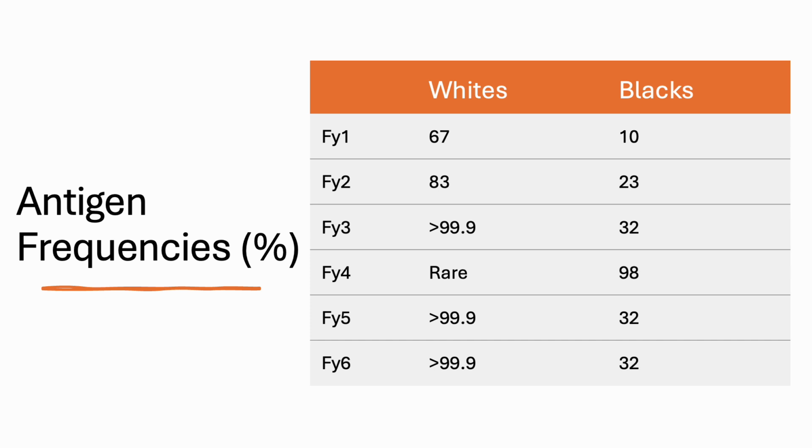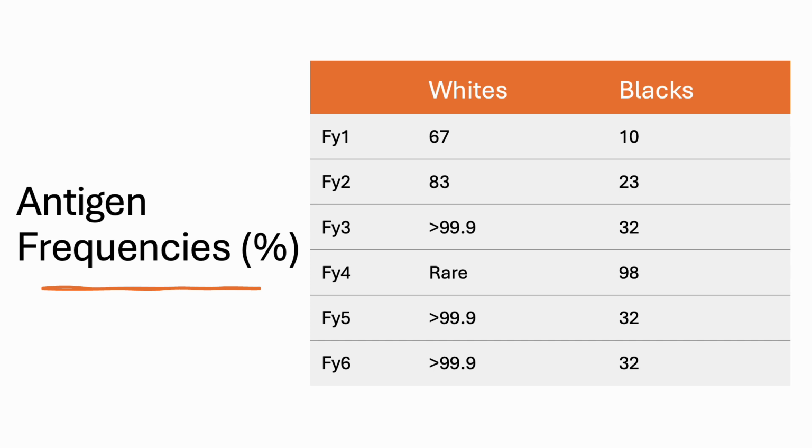Duffy A is present in about 67% of white individuals, but only 10% of black. And this disparity is largely due to the high prevalence of the null FY allele in people of African descent. And Duffy B is more common than Duffy A in both of the groups.